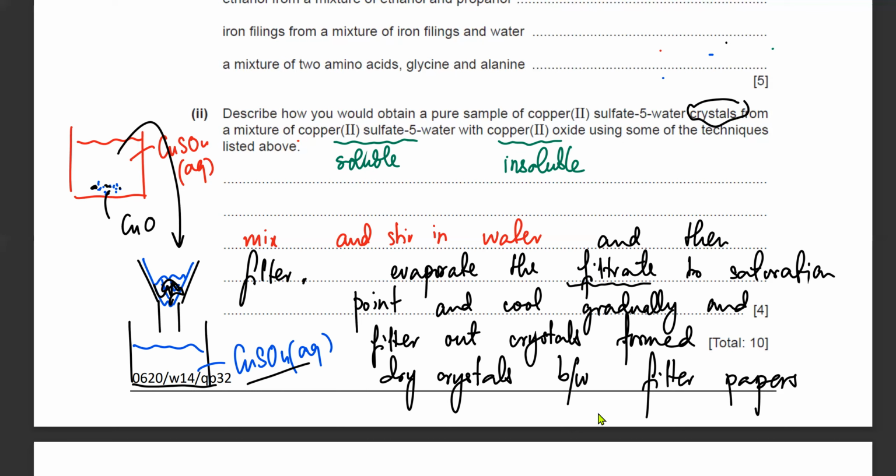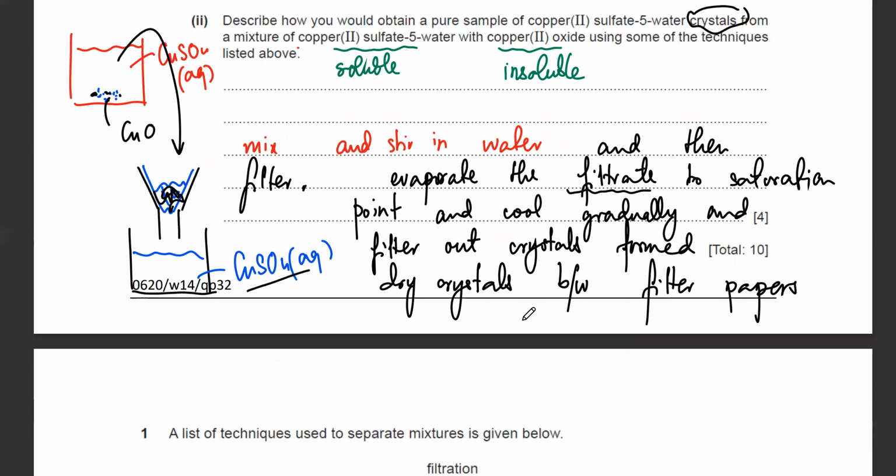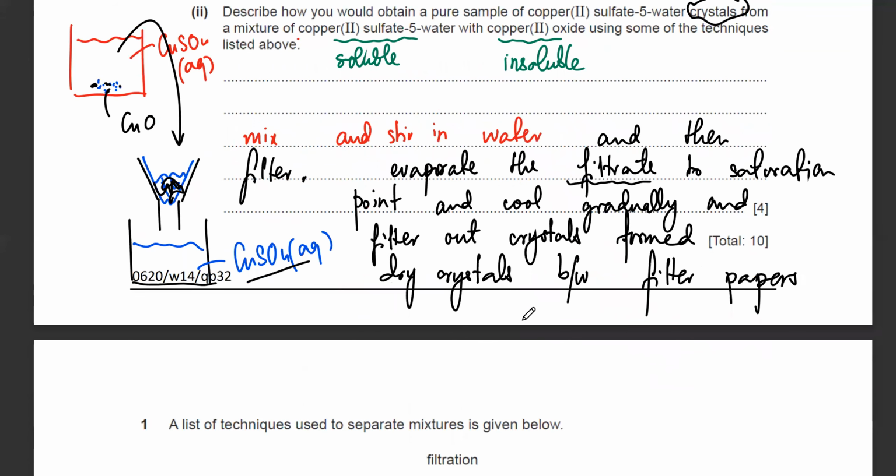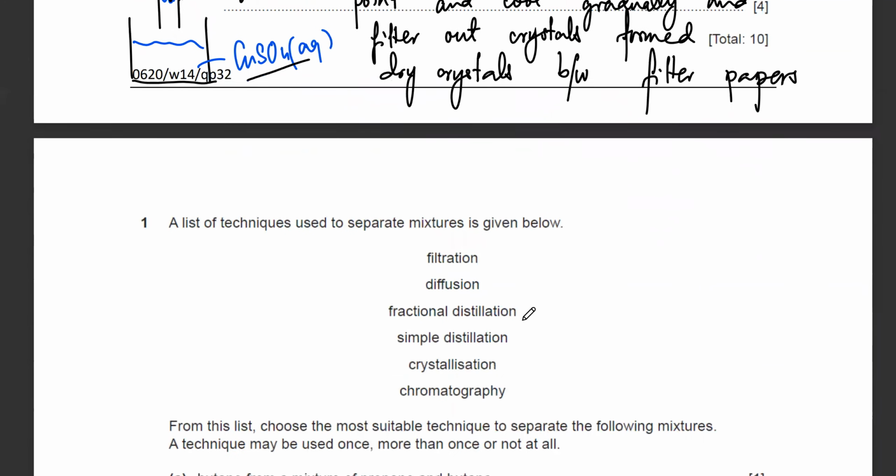Now, this crystallization process would come a lot. It comes a lot in chemistry. The end part is always filtration, crystallization. So it comes very often. So is this clear? The previous question. Yes, sir. Okay.